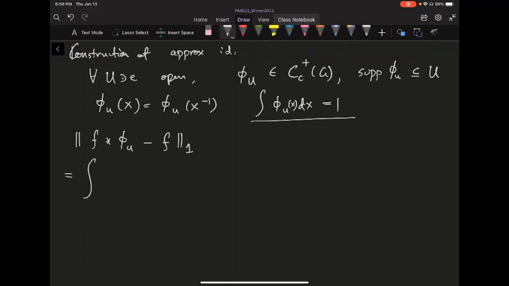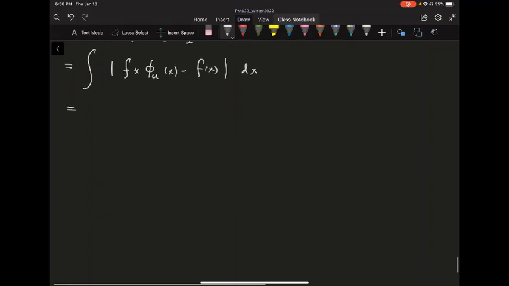So by definition, this is just the integral of the convolution minus f of x, you integrate with respect to dx, the left Haar measure, and then you expand the convolution. So this is the integral of f of xy^{-1} phi_u of y, but we picked phi_u so that phi_u of y^{-1} and of y are the same. So let's put the y here. So this is dy, and you minus the f of x.